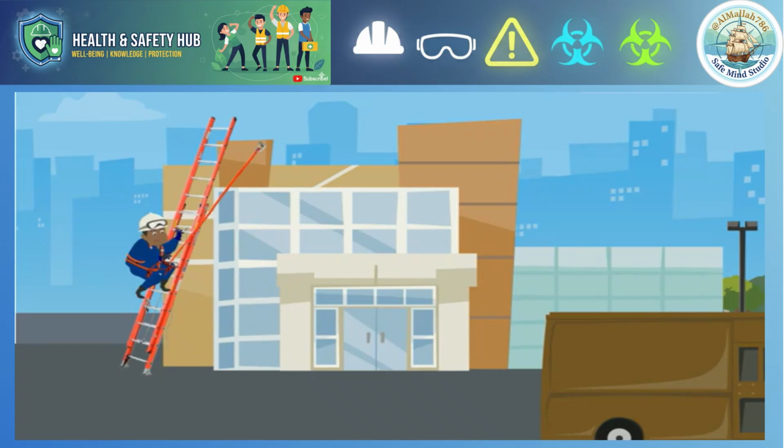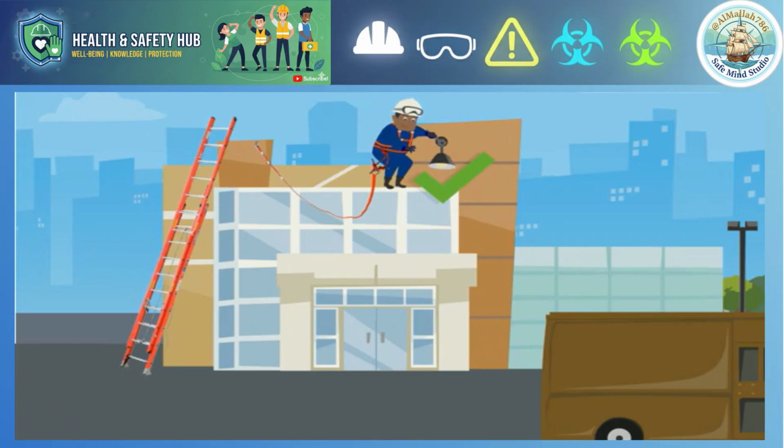A personal fall arrest system can be worn when on a fixed ladder, roof, platform, walkway, or anywhere that a technician is working at an elevated height.